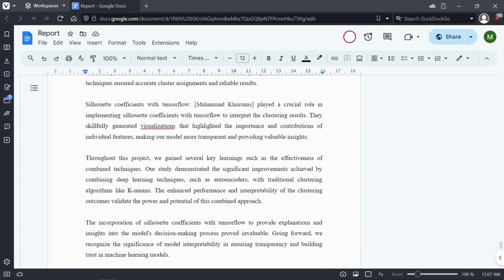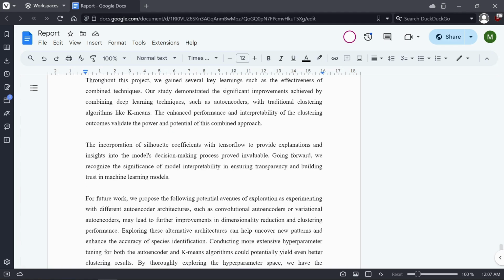Throughout this project, we gained several key learnings, such as the effectiveness of combined techniques. Our study demonstrates the significant improvement achieved by combining deep learning techniques such as autoencoders with traditional clustering algorithms like k-means. The enhanced performance and interpretability of clustering outcomes validate the power and potential of this combined approach. The incorporation of silhouette coefficient with TensorFlow to provide explanation and insight into the model's decision-making process is invaluable going forward. We recognize the significance of model interpretability in ensuring transparency and building trust in machine learning models.